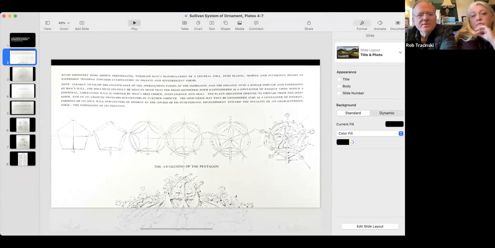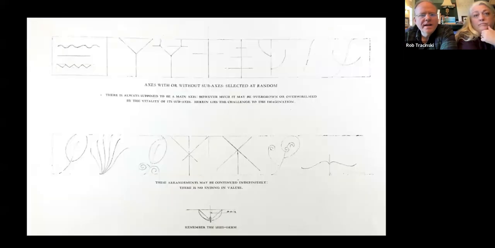I want to keep sharing the screen because there's a couple of things I want to go back to. Now, I missed the awakening of the... I think I was partly there for the awakening of the Pentagon. I'm trying to remember. You were in the wood shop. I was in the wood shop.